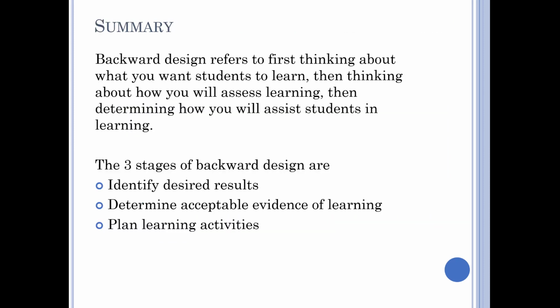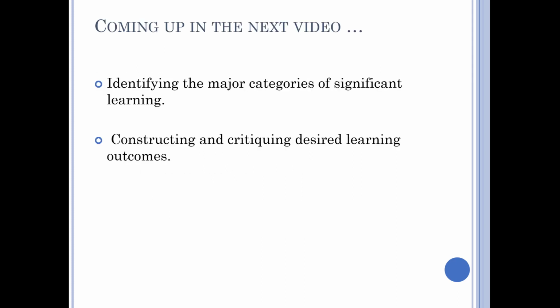In summary, backward design refers to first thinking about what you want students to learn, then thinking about how you will assess learning, and then determining how you will assist students in the learning. Those are the 3 stages of backward design. In the next video, I'll talk more about the major categories of significant learning, and we'll construct and critique desired learning outcomes.